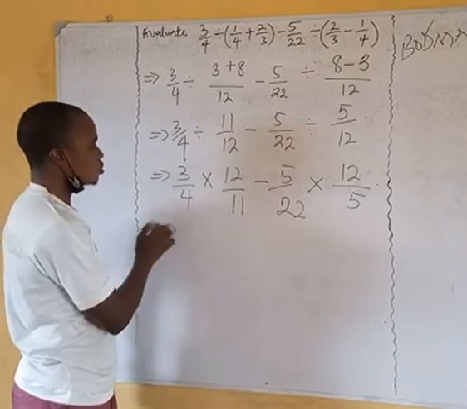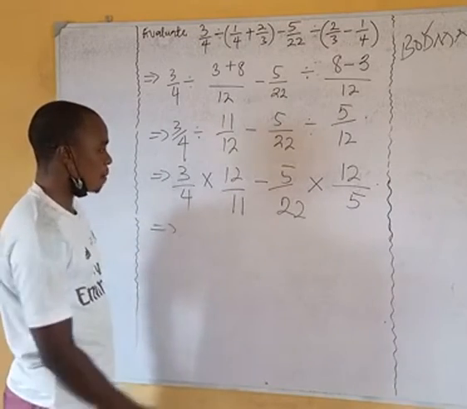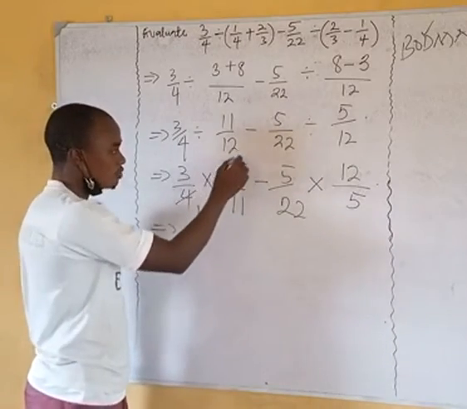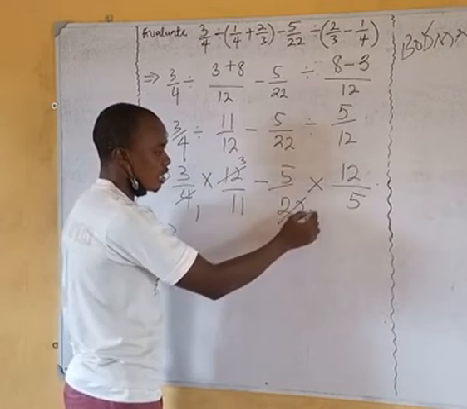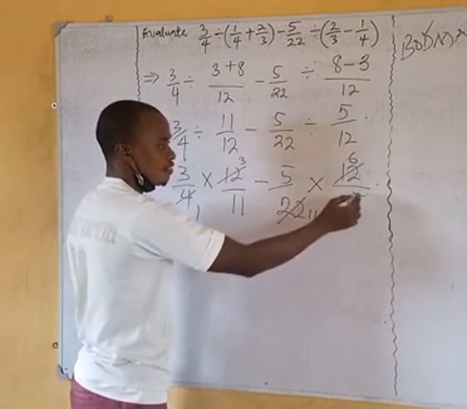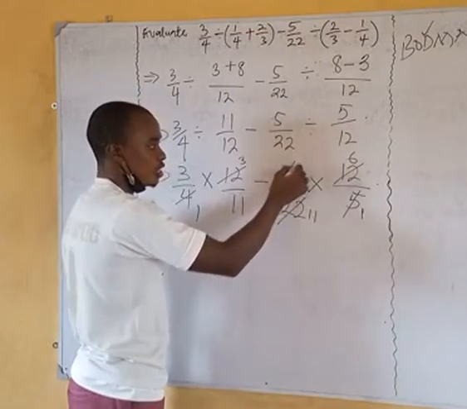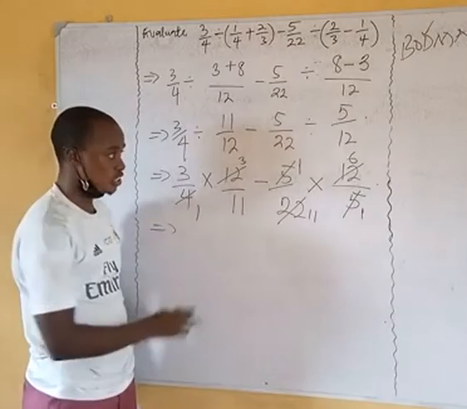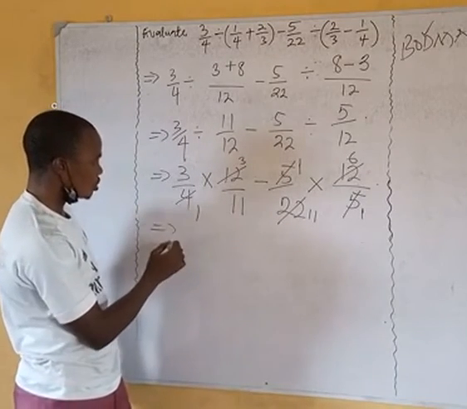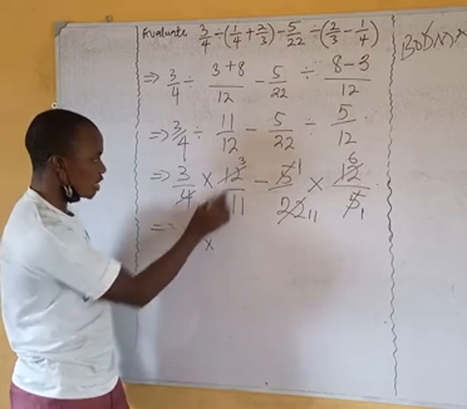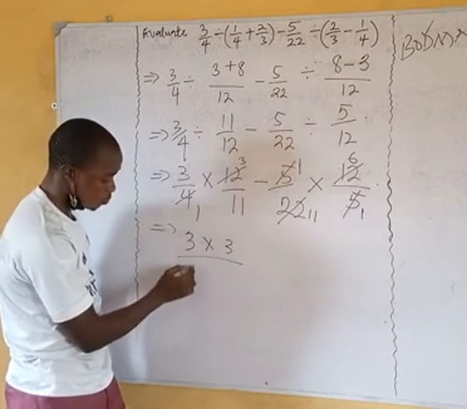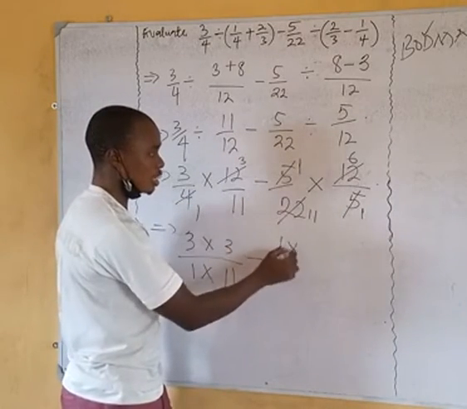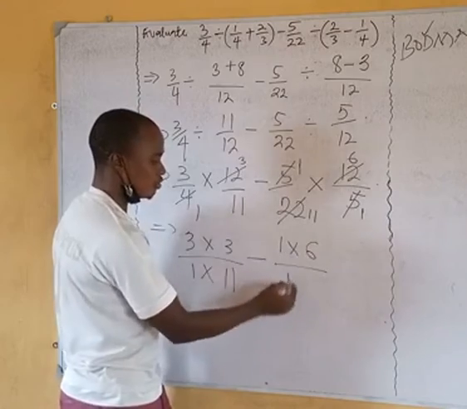The next thing is multiplication, and we have multiplication here and here. Here, 4 and 4 gives 1, and 4 in 12 gives 3. 2 here, we have 11. 2 here, we have 6. 5 here is 1. Now let's bring out the remainder. We are going to have 3 over 1 multiplied by 3 over 11, minus 1 times 6 over 11 times 1.